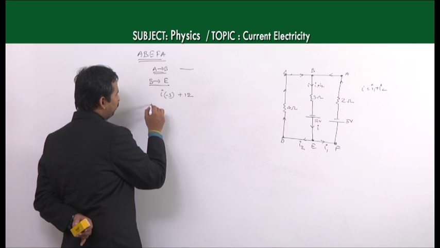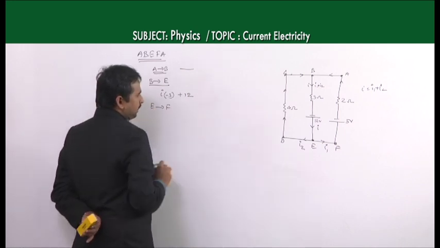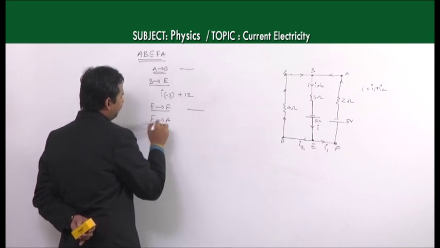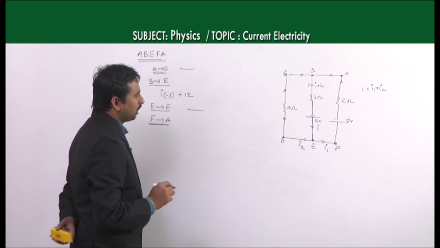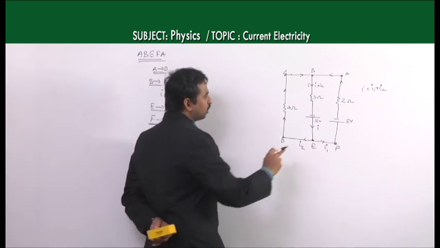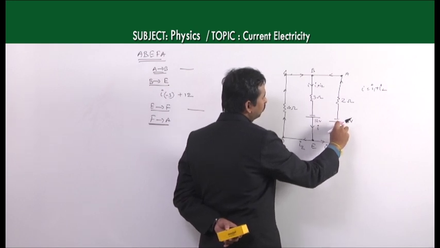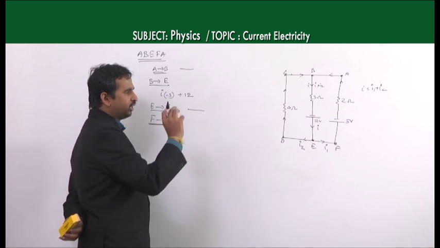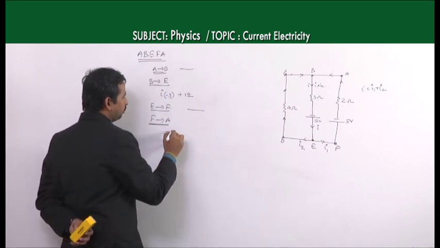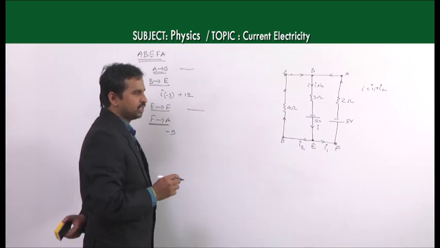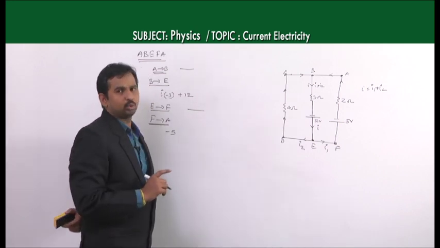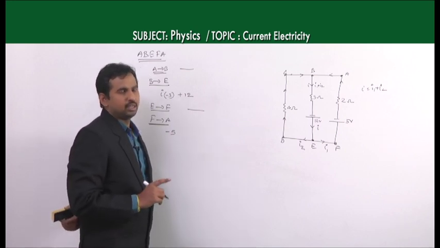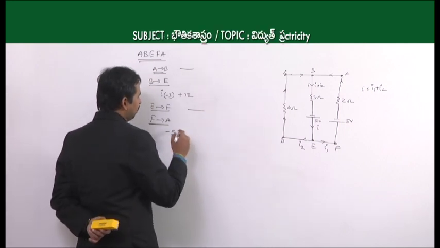Again, from E to F nothing is there, and from F to A, as you go in the direction of current, plus to minus across the 5 volts battery, which is high to low potential, we take that as minus, that is minus 5. And the 2 ohms resistance, we are passing in the direction of the current, so that is why the resistance term is taken as minus.